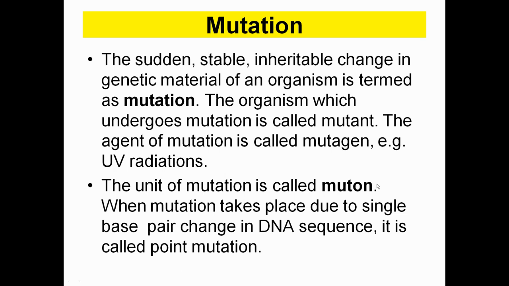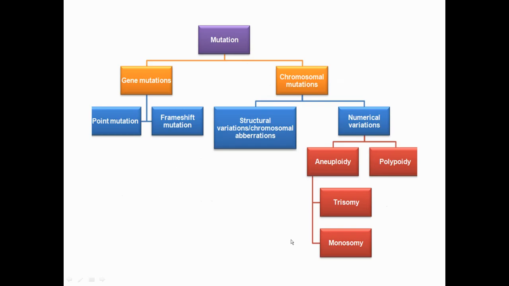When mutation takes place due to a single base pair change, these base pairs we have done in class 11, that is adenine, thymine, guanine, cytosine. When there is a change in the sequence of the base pair due to mutation, it is referred to as point mutation. So, coming to the types of mutation.